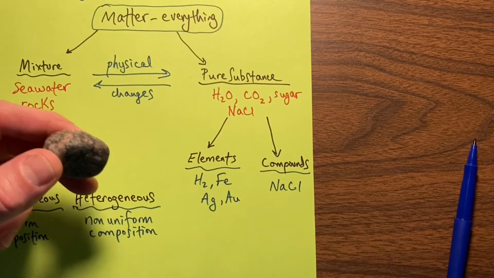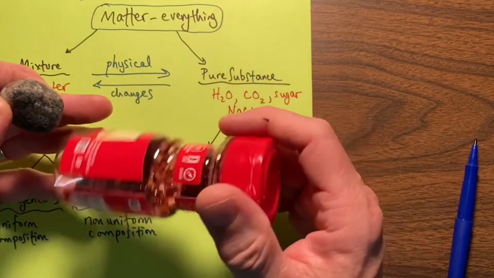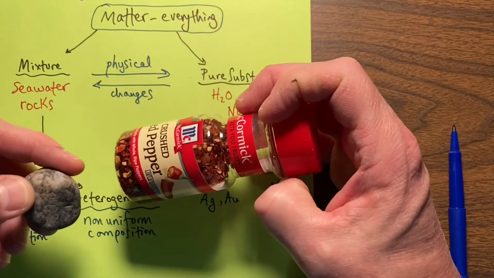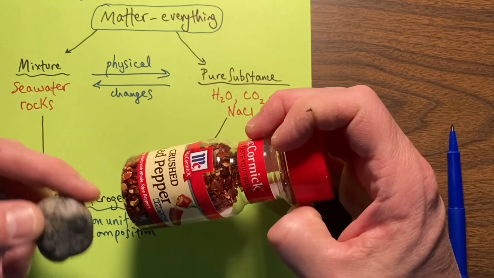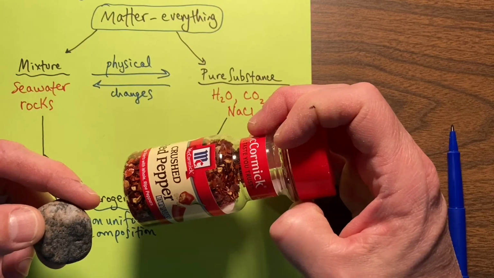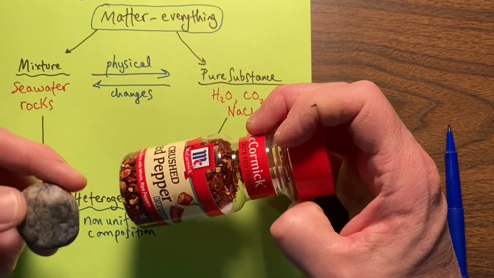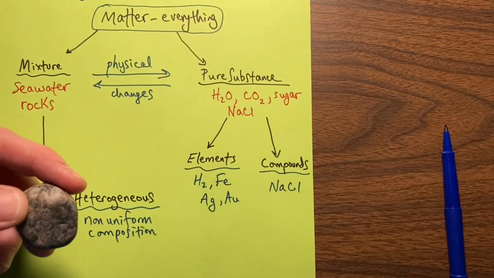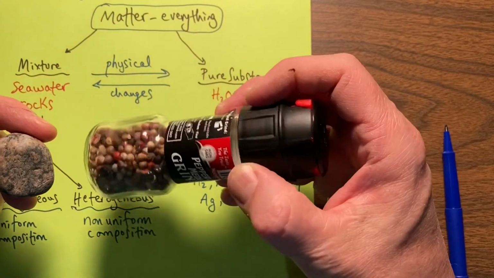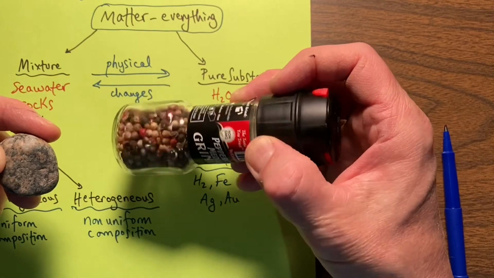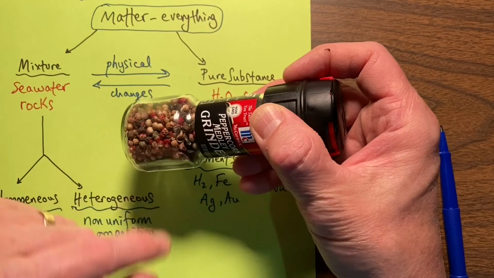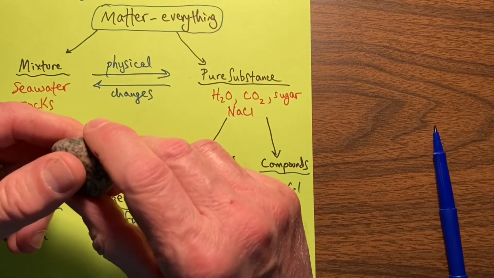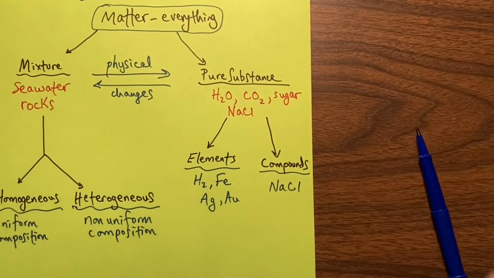I just got these red pepper flakes, we all put these on pizza. That's a heterogeneous mixture because it doesn't have a uniform composition. There's not the same number of particles and there are varied types and sizes of particles in there. A sample of black pepper is a heterogeneous mixture. It's not uniform. The appearance over here is different from the appearance over here, just like in this rock. That's how you distinguish between a heterogeneous mixture and a homogeneous mixture.